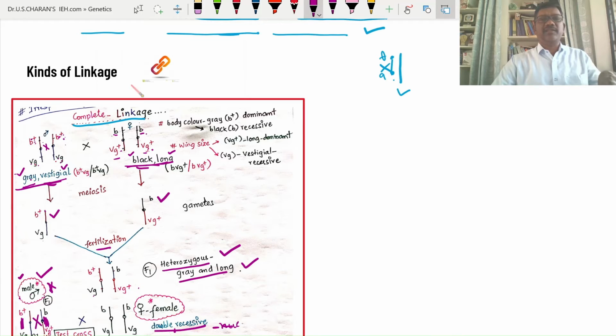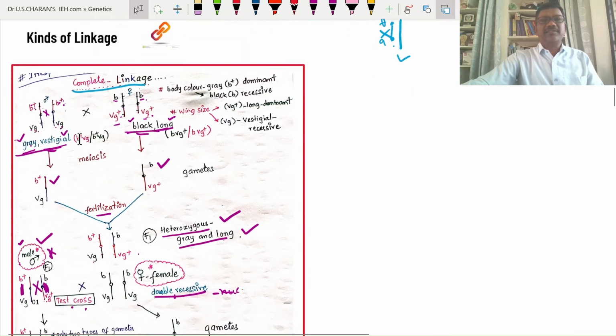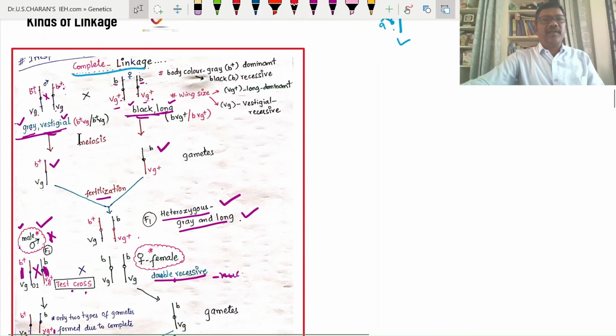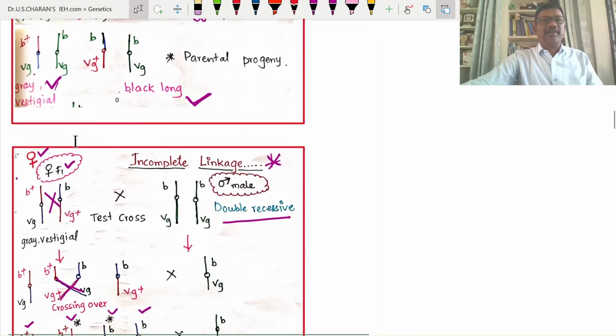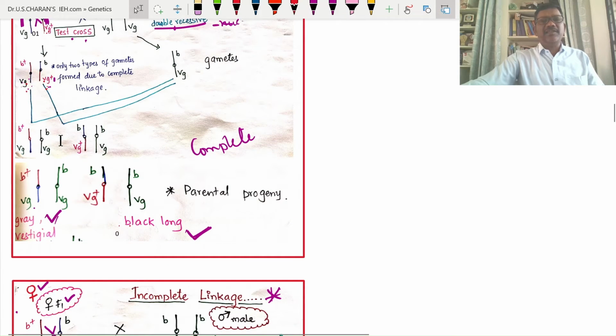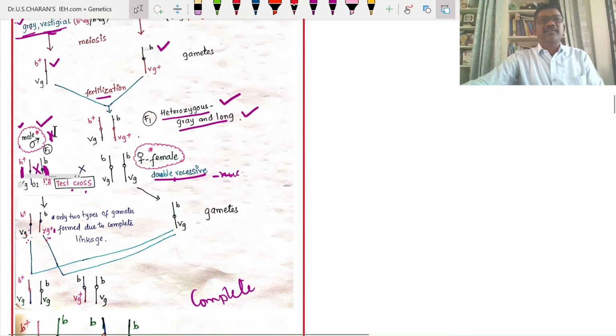There are actually two kinds of linkages. One is complete linkage and the other is incomplete linkage. This is the example for complete linkage. This is for incomplete linkage. In Drosophila, in the male organism complete linkage is found, and for the same genes in the female Drosophila, incomplete linkage is found. So in the same Drosophila, in males complete linkage and in females incomplete linkage is formed. So here another factor is involved in determining the linkage. That is what we will see.